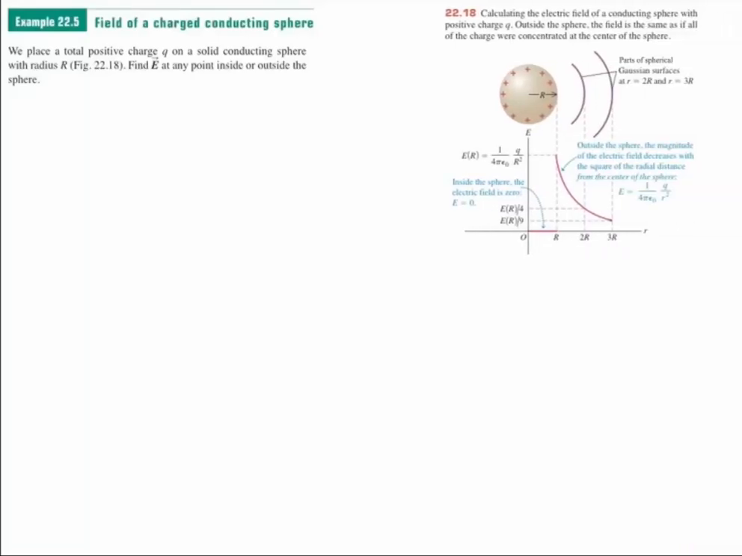Use Gauss's law to calculate the field of a charged conducting sphere as depicted in this diagram. We place a total charge Q on the sphere, and of course that charge will all run to the surface and distribute itself uniformly. This is due to the mutual repulsion between these individual charges.